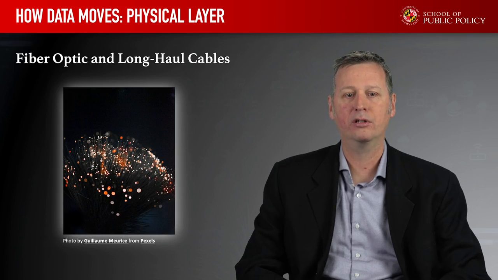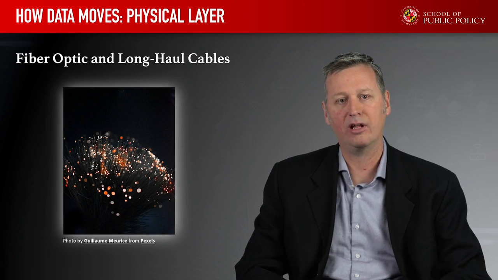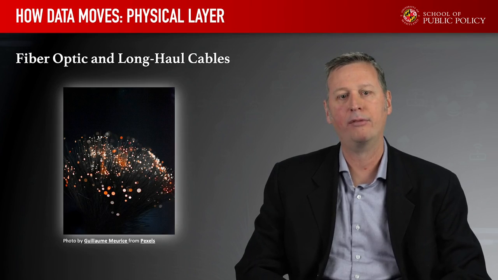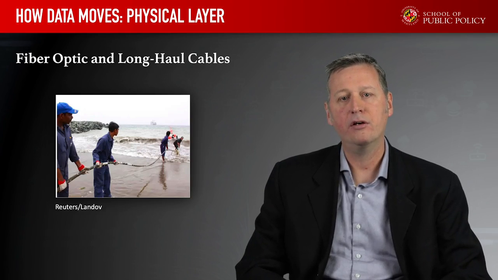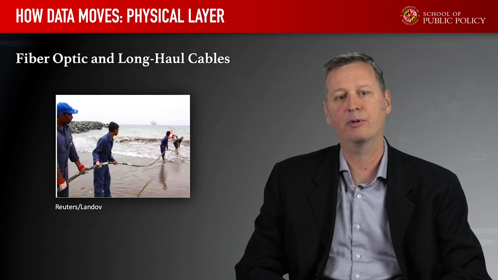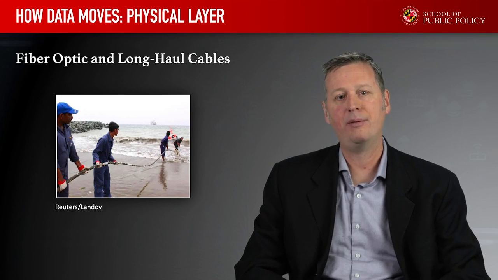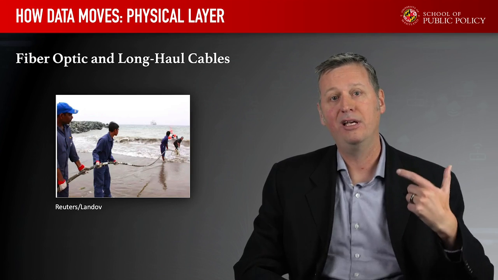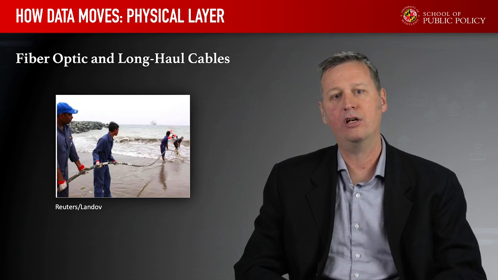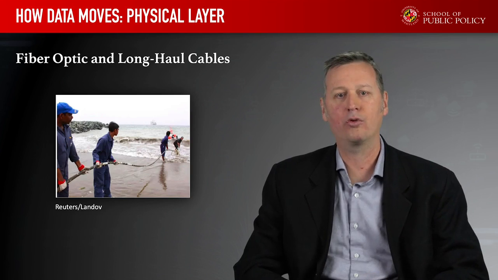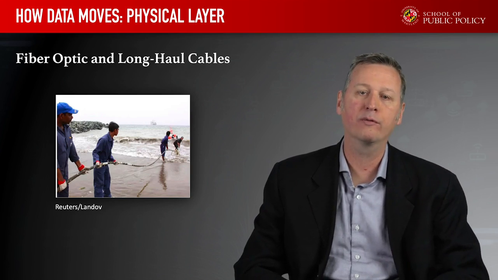So here's a picture of what fiber optics look like when you cut them in half and you're shining light through them. Here's another picture of a cable that's being laid into the ocean. And in the distance of this photo, you can see a ship. That ship has a very large wheel, and as it sails across the ocean, it very slowly drops that cable along the ocean floor.